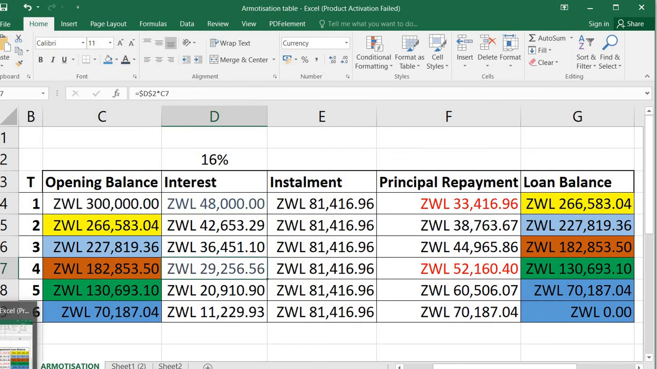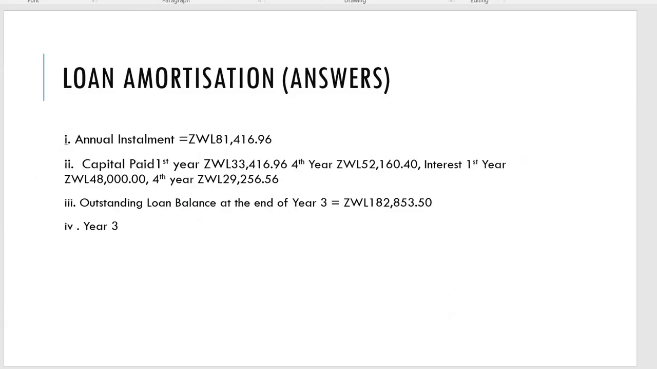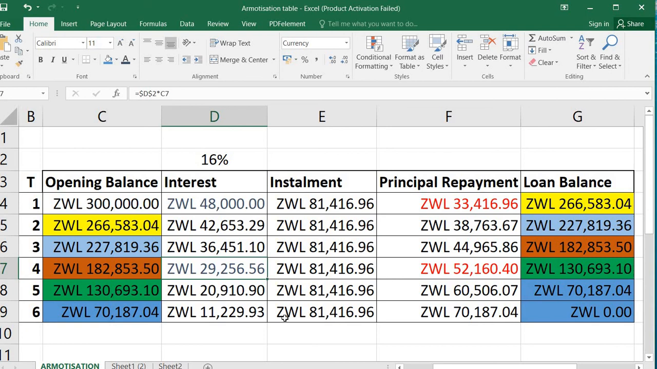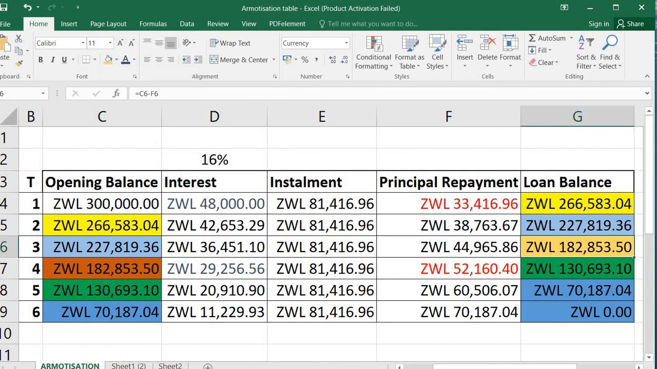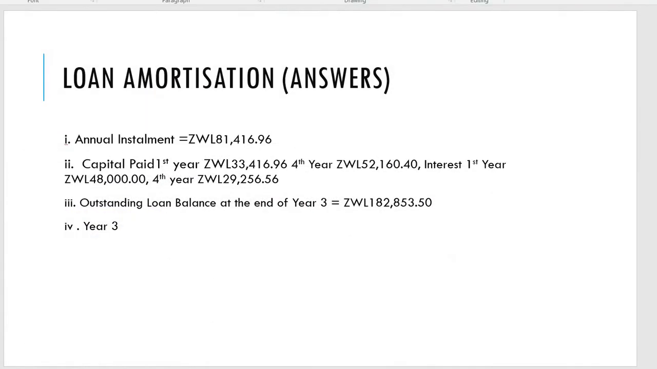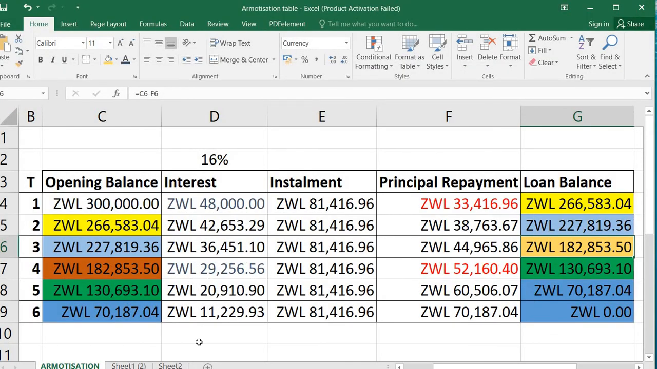Okay. Then what else has been asked there? Outstanding loan balance at the end of year 3. At the end of year 3, the outstanding loan balance is that one. That's the outstanding loan balance. This one. This is the outstanding loan balance. This one. 182,853.50.